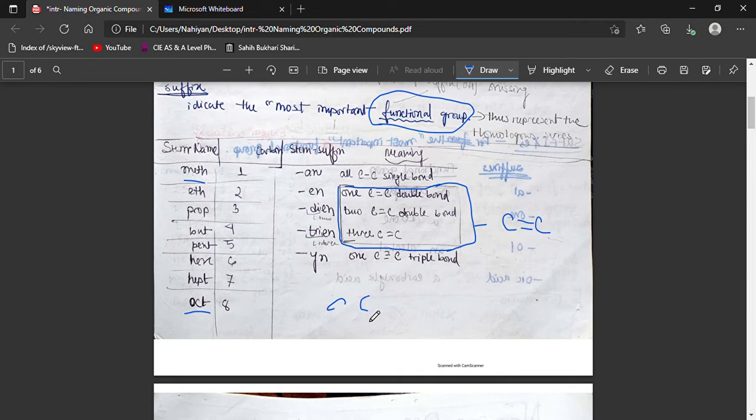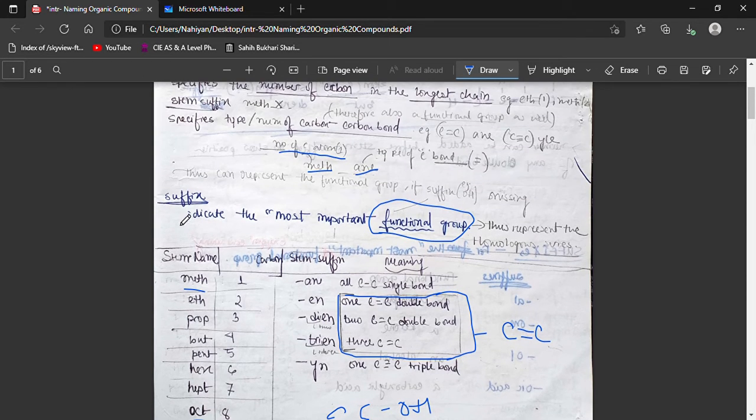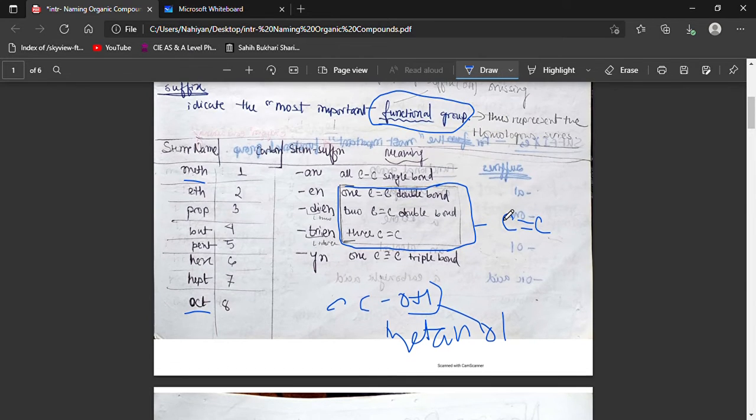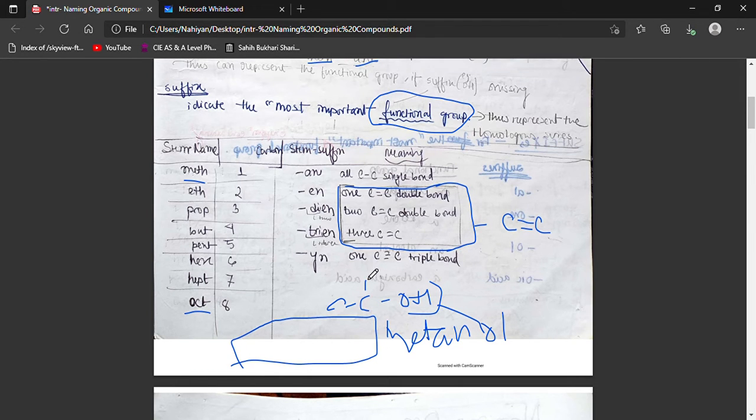For eth, you have two carbons, and you have an OH group. So this is the suffix. So what you do is for the carbon you write meth, methan, and for OH you write all. So it's methanol. And in this carbon, if you have an alkyl chain or something of a chain, that's what you put in the front. Like if you have a chlorine here or any kind of functional group, then this is going to be 1 chloro.